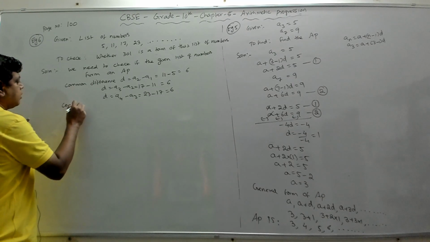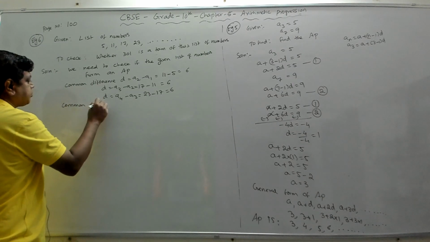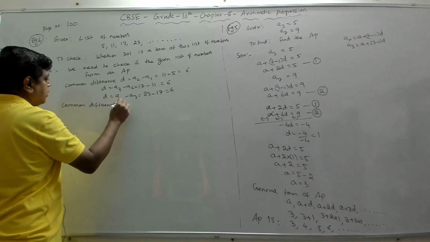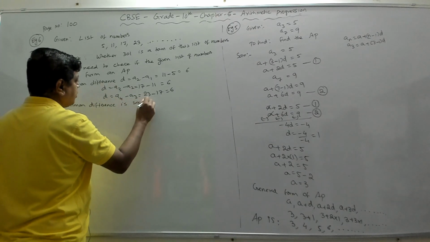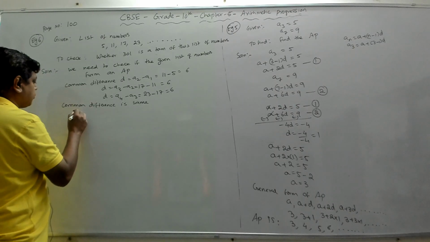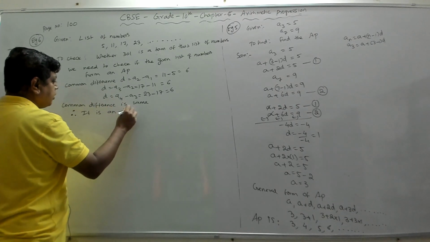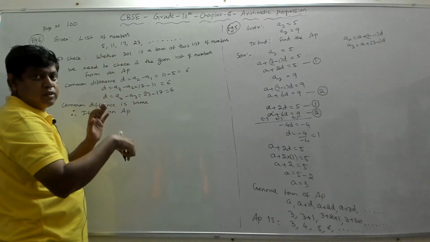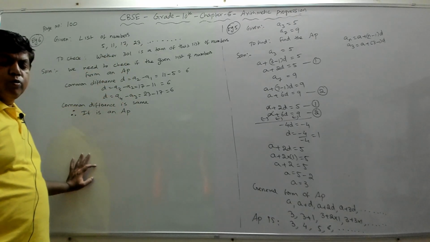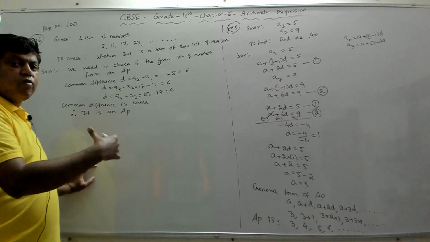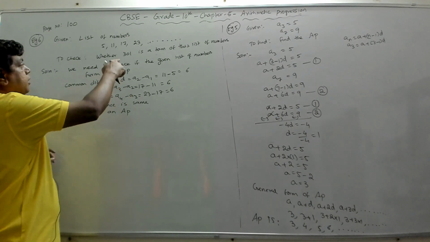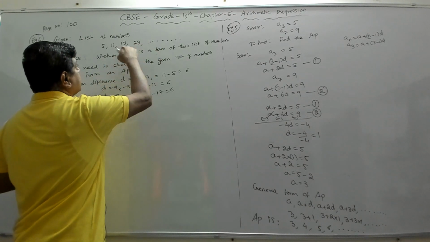Therefore, the common difference is the same, so it is an AP. Therefore, the given list of numbers forms an AP. Which means now we can start applying the formulas of AP to check whether 301 is a term of this list of numbers.